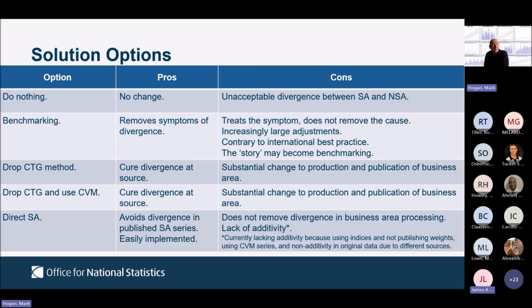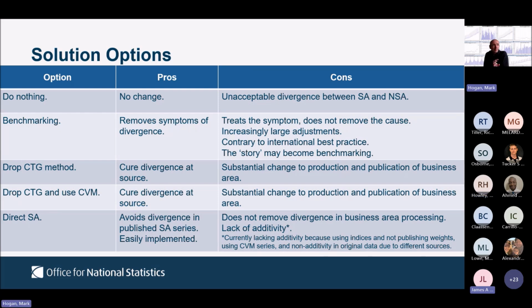And finally, for completeness, I considered they could simply just use direct seasonal adjustments right at the end. However, this wouldn't remove the divergence because the business area would still be using the contribution to growth method. And there was concern about a lack of additivity, as there often is between direct and indirect adjustments.